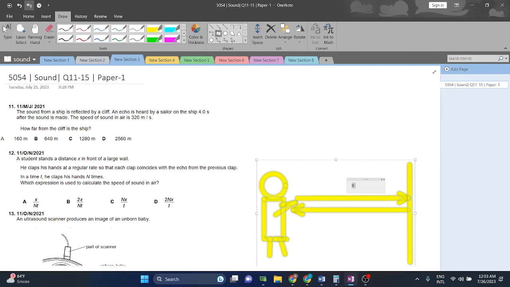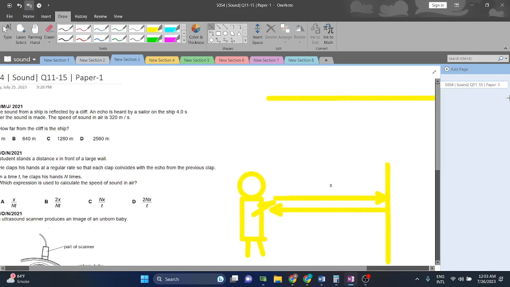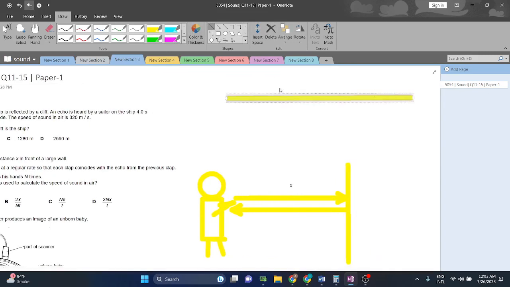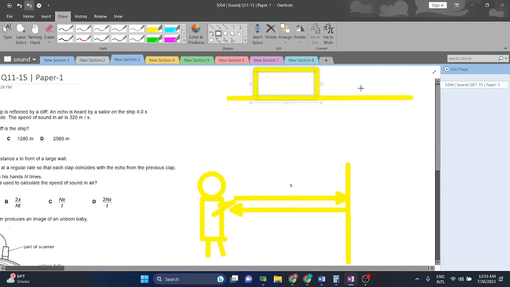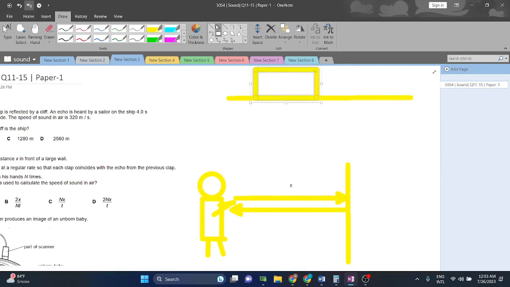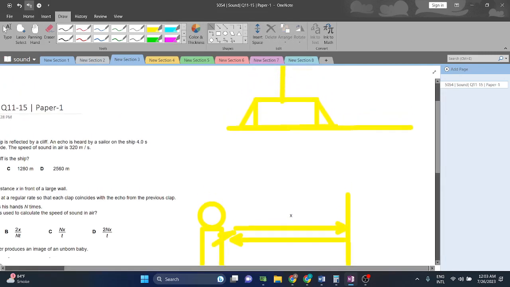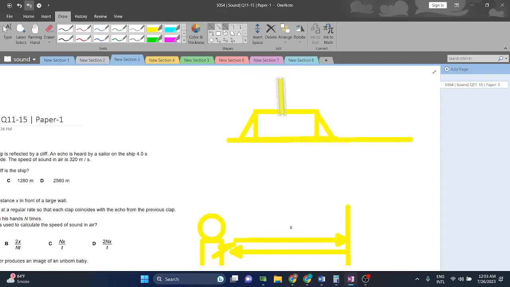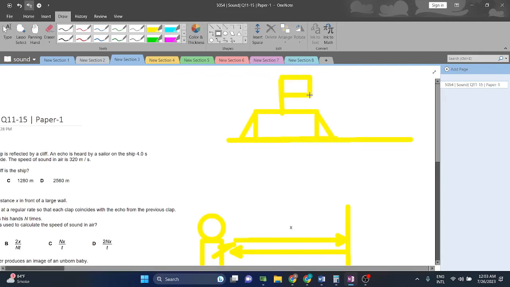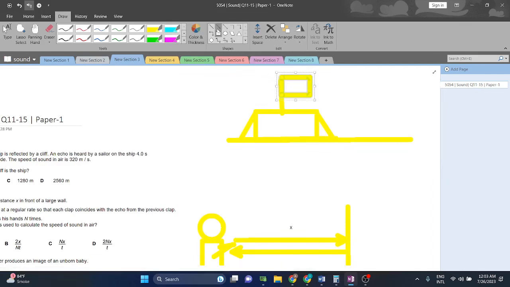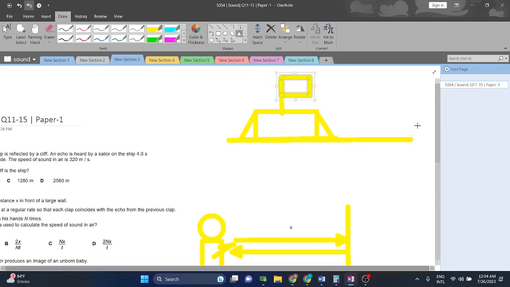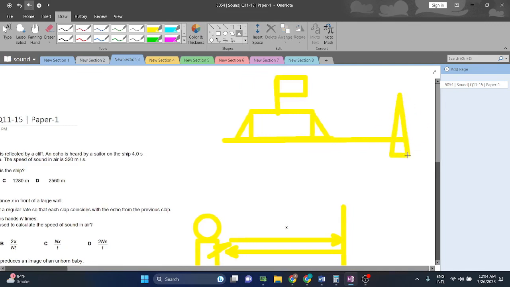For example, this is the sea. This is the ship. Let me add a small flag. Now it looks more like a ship. So this is a ship, and this is a cliff, for example.